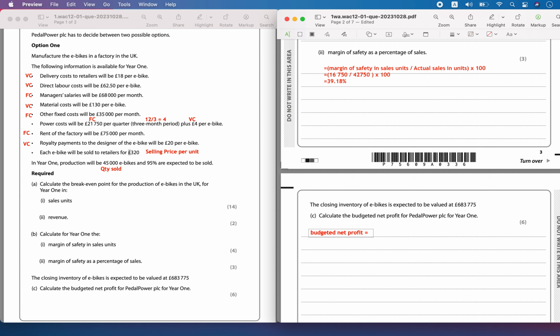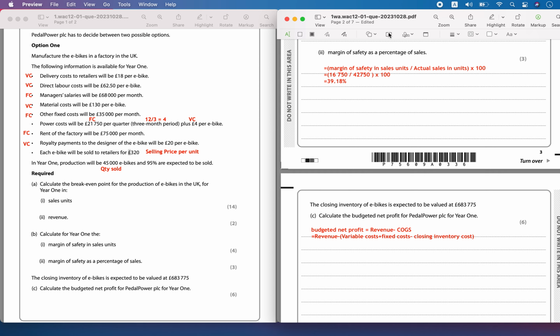So let's write the formula. The net profit formula is revenue minus COGS. We have calculated revenue at the break even point, minus COGS, which consists of variable cost plus the fixed cost, minus the closing inventory cost. So it is revenue minus fixed cost plus variable cost minus the closing inventory cost. This will give us the budgeted profit.